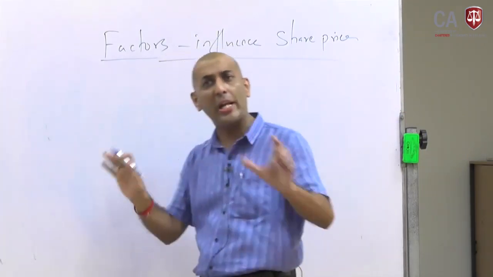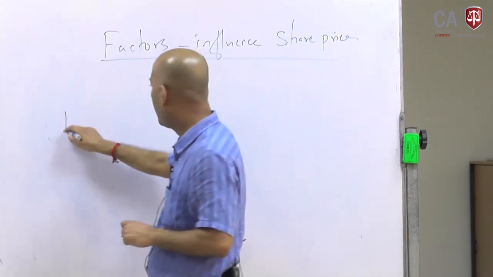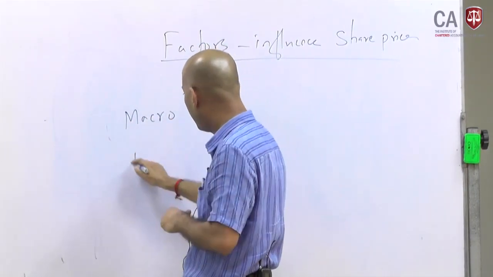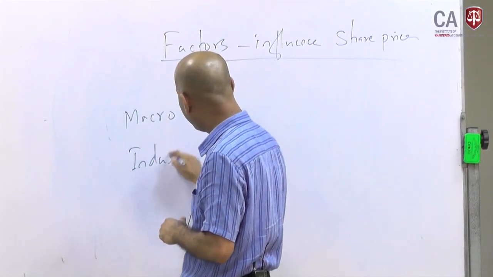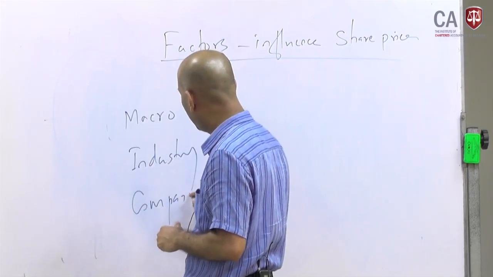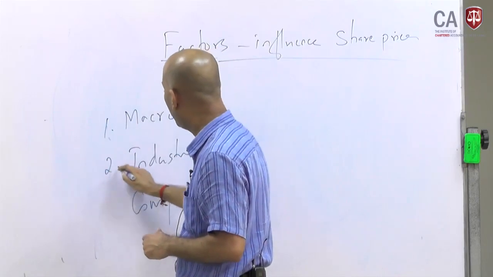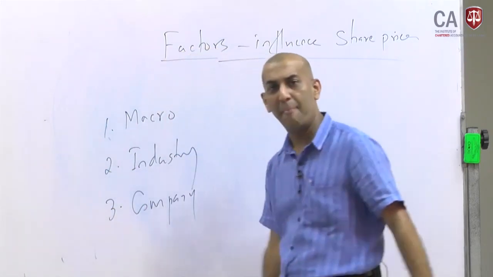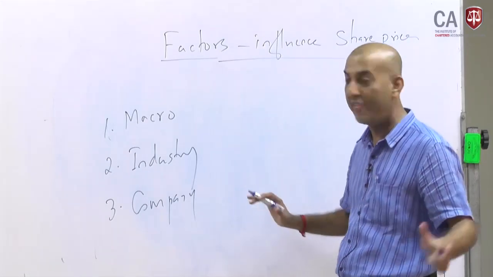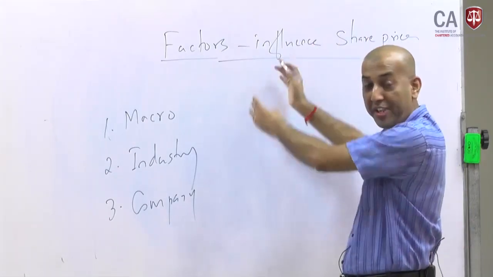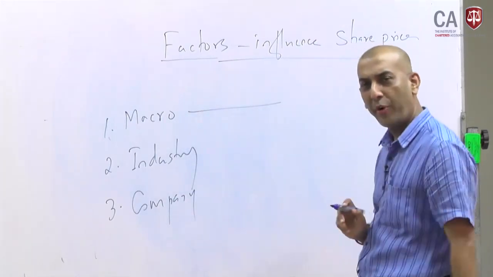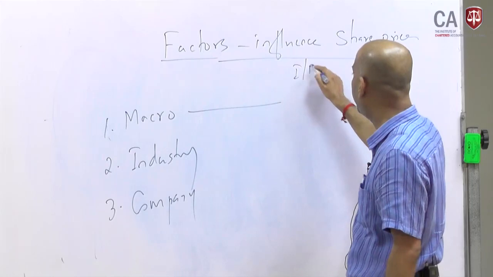I would broadly put them into one, macro factors. Second, industry factors. Third, company factors. So one, macro, two, industry, three, company. You can write many factors which influence, determine or affect the share prices in the stock market. Macro factors. What are macro? Interest rate changes.